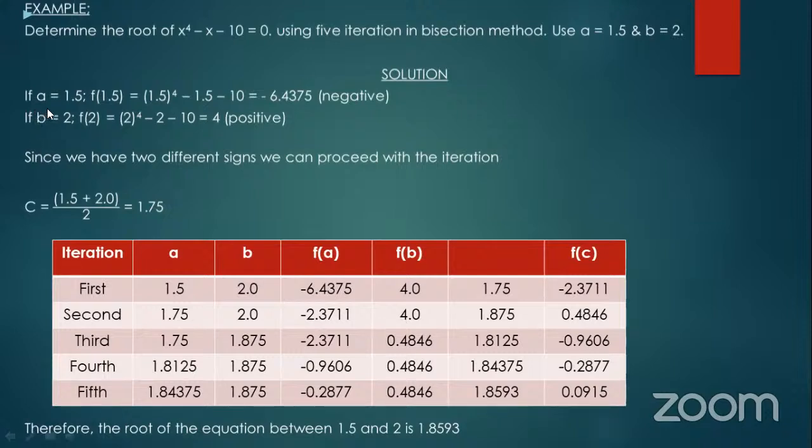So here we input A into the equation, x raised to the power 4 minus x minus 10. When we input the value of A into the equation, we have negative 6.4375. And while B is 2, we input 2 into the equation, we have 4. If we multiply function A and function B, we have a negative value, minus 24 point something. So the first step is correct. Since we have two different signs, we can proceed with the iteration.